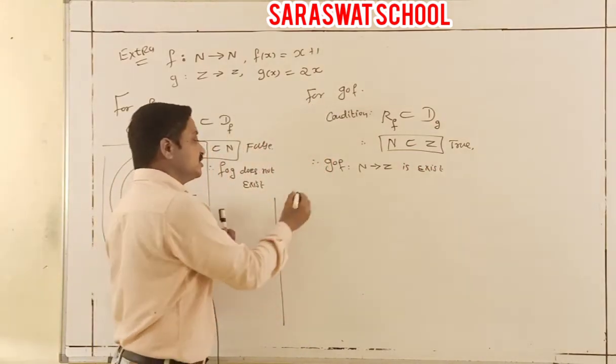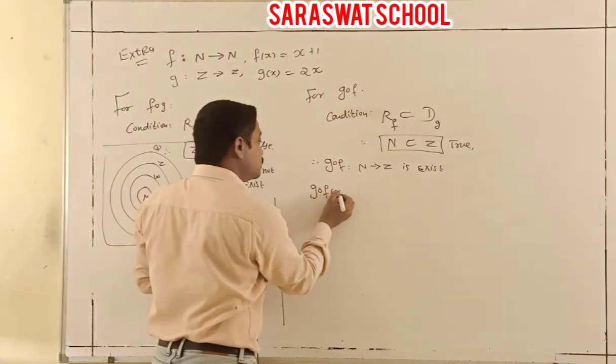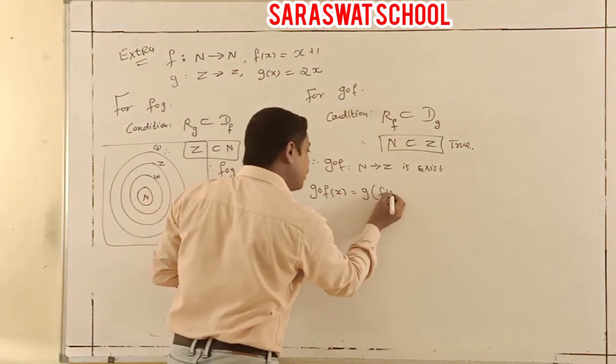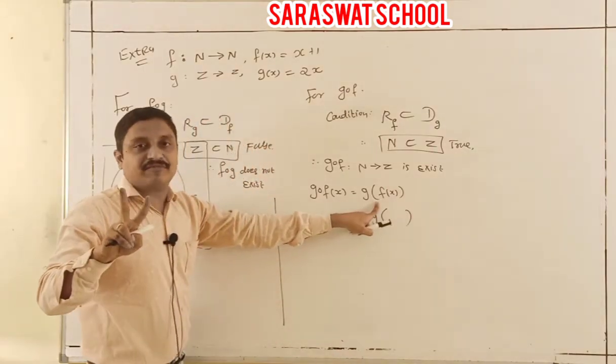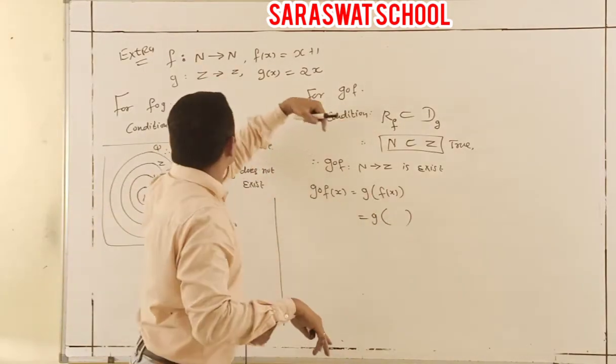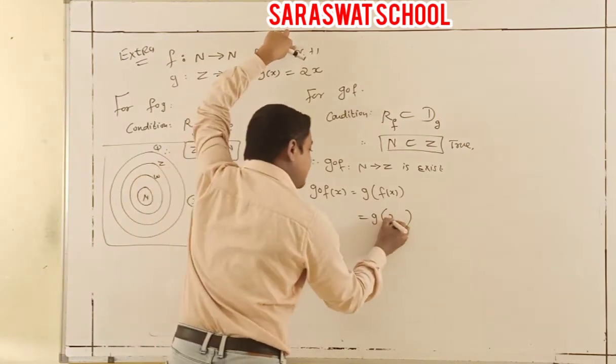Here it exists. Now I define the values. g of f of x, you consider in the bracket f of x. Now what is f(x), students? x plus 1. I just put it here.